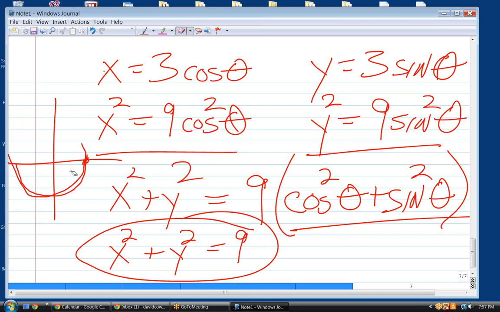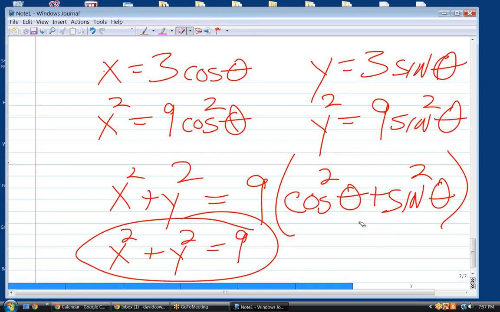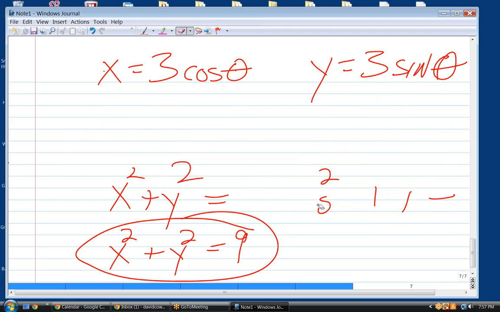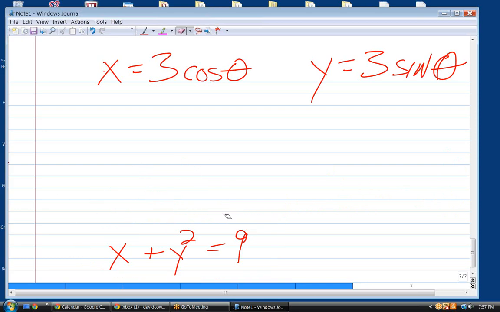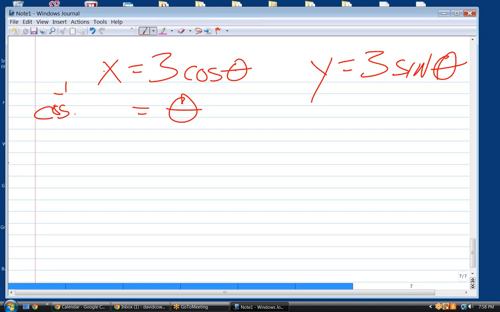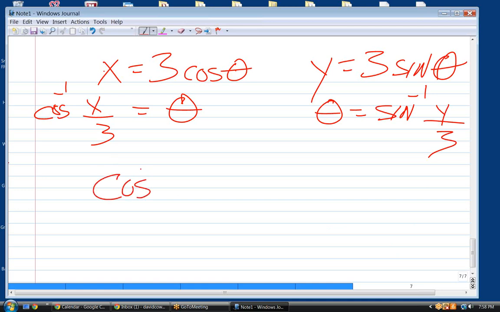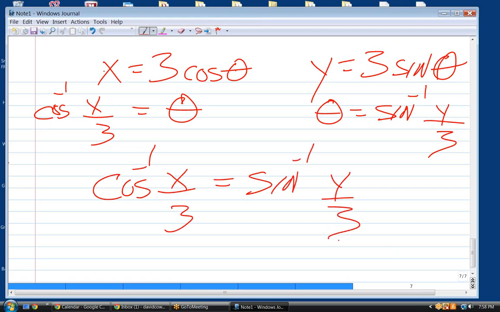Yeah, these are a little tricky when you have cosine and sine. You don't solve them quite the same way. In other words, we don't solve this the way we solved all the others. I'm curious as to what would happen if we tried. Would we still come up with a circle? I don't think so. We'd have theta equals the inverse cosine of x over 3. And here, theta equals the inverse sine of y over 3.